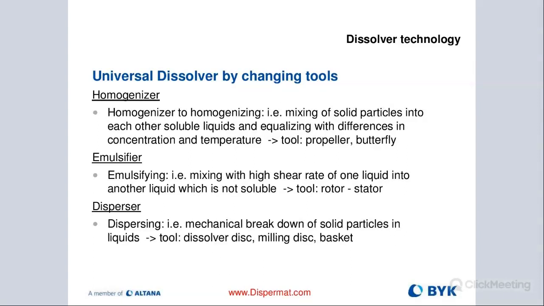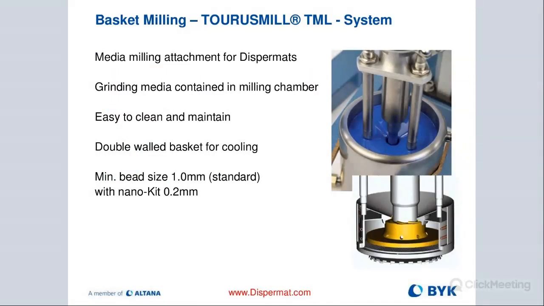So it can be used as a homogenizer, like a mixer, to blend two different liquids together with different attachments, either a butterfly or a propeller tool. We can also use it with the rotor stator as an emulsifier to blend one liquid into another liquid that's non-soluble at a very high shear rate. That's called emulsifying, or as a disperser, when we are actually breaking down the particles, what we're talking about today, and use it as a dissolver, or with a milling disc or a basket mill as a media mill. So very functional. So what's happening inside of our basket mill?